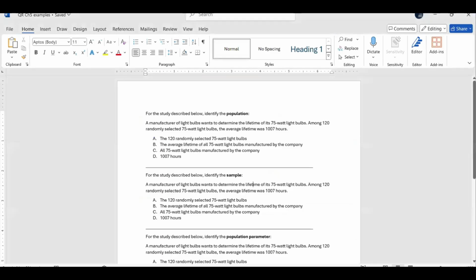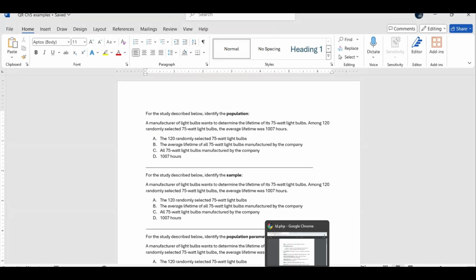So we're going to look at this one. For the study described below, identify the population. A manufacturer of light bulbs wants to determine the lifetime of its 75-watt light bulbs. Among 120 randomly selected 75-watt light bulbs, the average lifetime was 1,007 hours. We need to find the population.